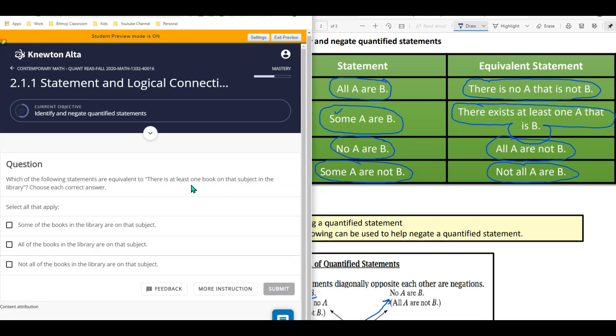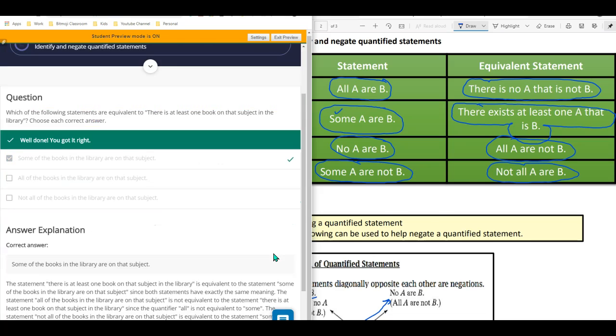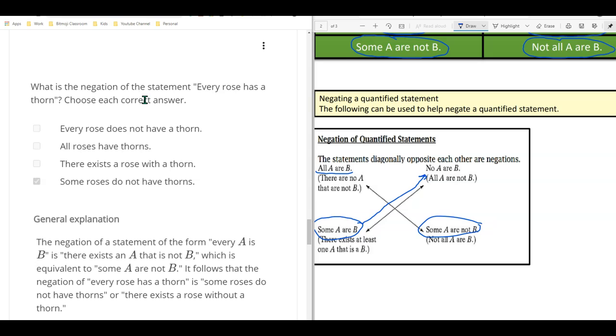All right, the next one. There is at least one book on the subject in the library. There exists at least one A that is B. Again, they're looking for equivalent. The equivalent of there exists is some A are B. So I'm looking for the word some. So some are on the subject. There you go.